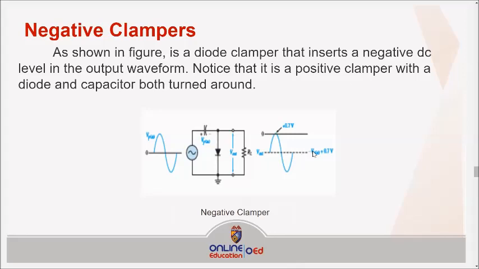Sa negative clamper, kung kanina is positive yung kinaklamp natin para pataas, sa negative clamper naman is ibababa natin siya, ilalagay natin siya sa negative na figure or negative coordinate. As shown in the figure, it's a diode clamper that inserts a negative DC level in the output waveform. Ayun nga, nasa negative DC level na siya, output waveform. Then notice that it is a positive clamper with the diode and the capacitor both turned around. Okay, makikita natin.